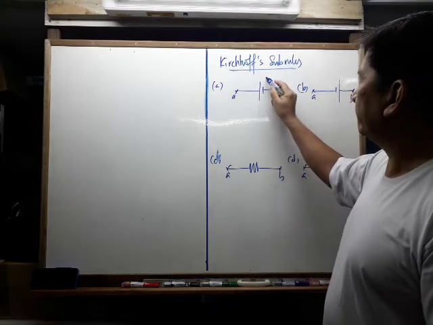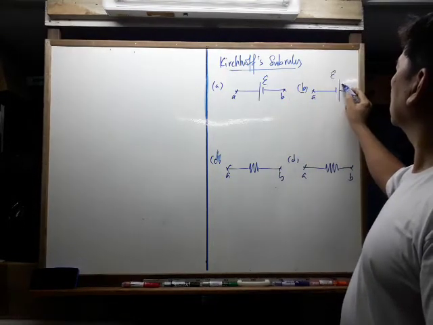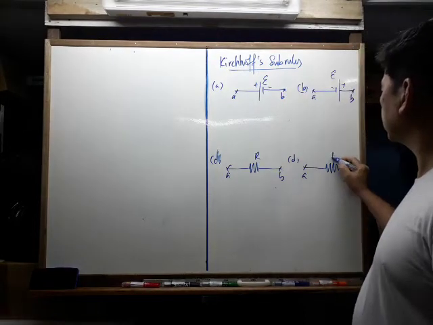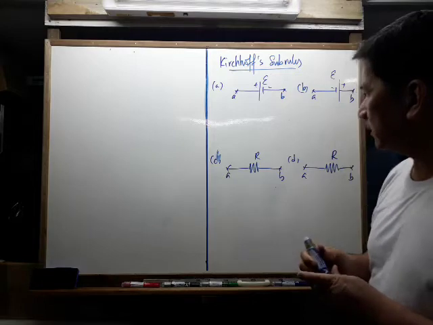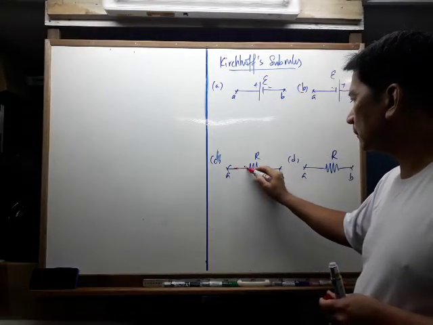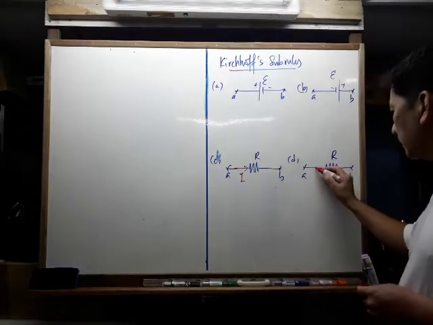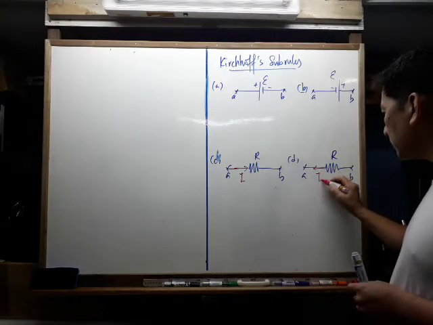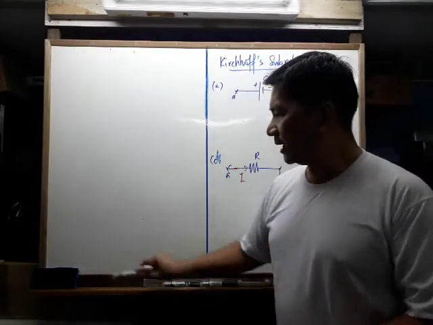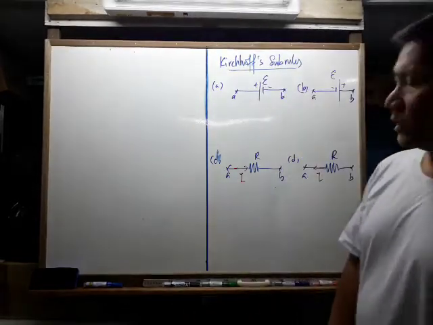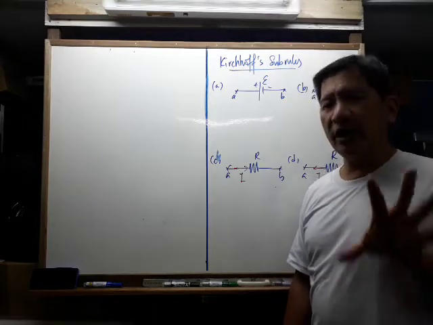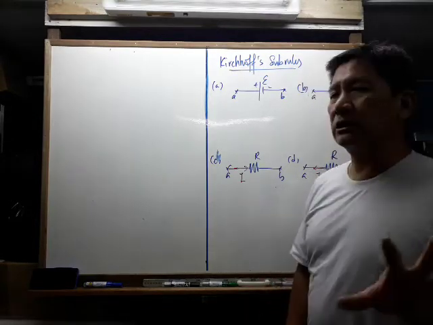This is an EMF. This is a resistor. Current flows in this direction. In this case, current flow is in the opposite direction. They are actually opposite. First thing before we can analyze the Kirchhoff sub-rules is we always want to know the potential change when we go across a component.